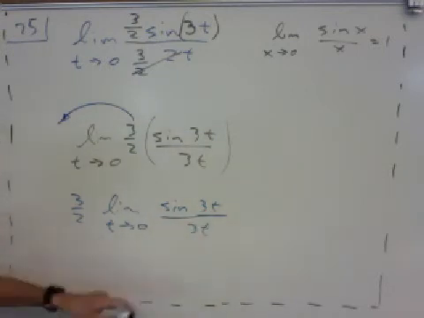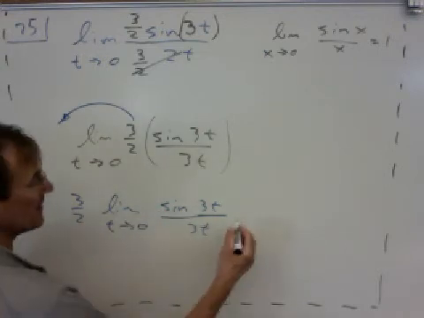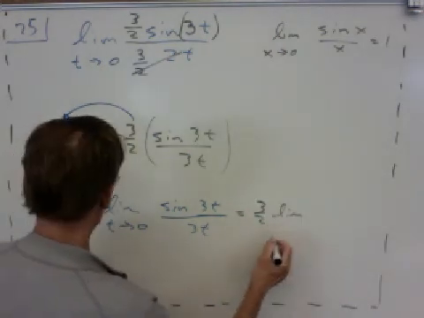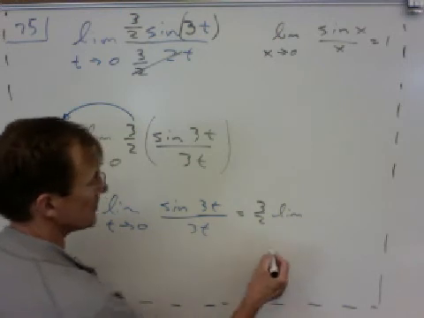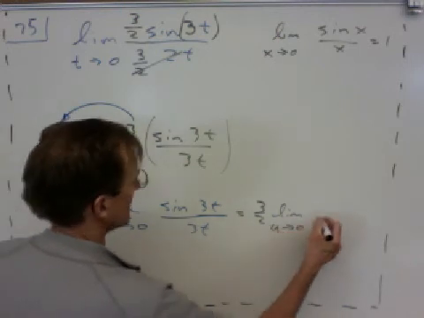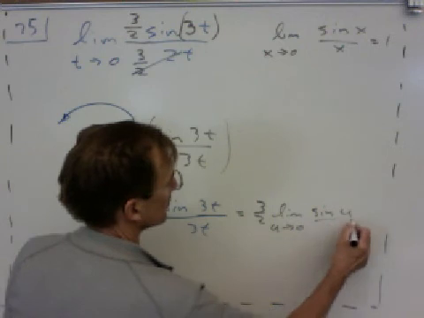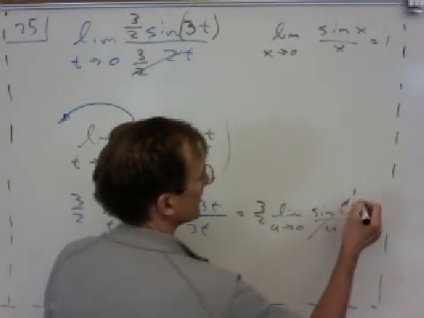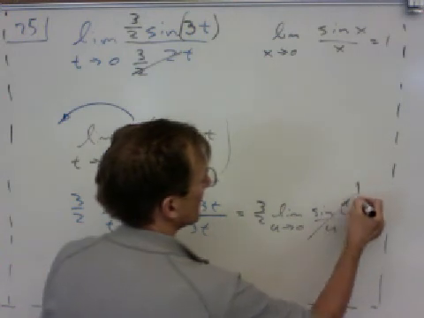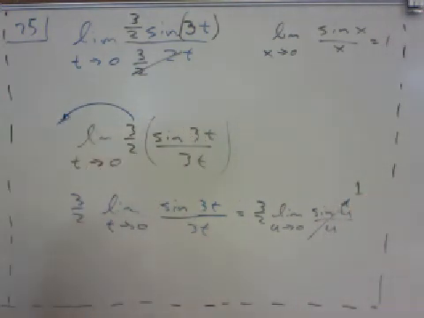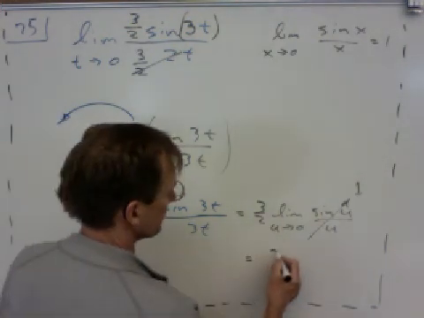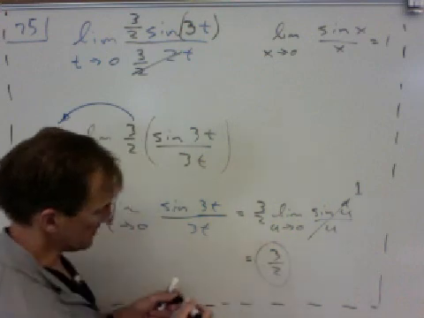And now we can just do a change of variable and say, let's make 3t equal to u or something like that. So this is the same as 3 halves times the limit as u approaches 0 of sine of u over u. And this is going to equal 1. The limit as u approaches 0 of sine u over u is going to equal 1. So 3 halves times 1 will just be 3 halves. So the limit there will be 3 halves.